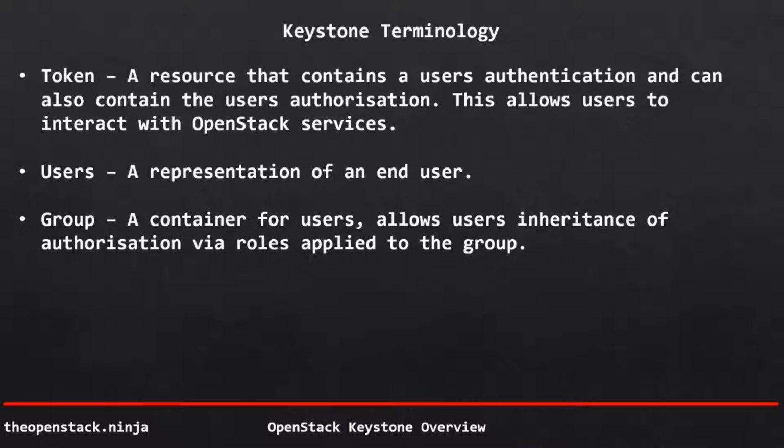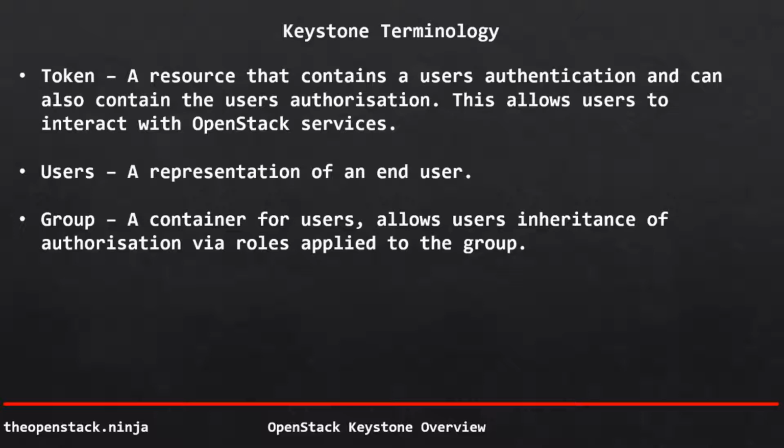A user is just a representation of an end user of the platform, and users can also be internal service users. So when an OpenStack service is talking to another OpenStack service, it talks to that service as a user, but that user obviously has different permissions to a standard end client user. And then a group, as I spoke about earlier, is a container for users. So you can put users into groups, and then you can use those groups to allow inheritance of authorization from roles that are applied to those groups.